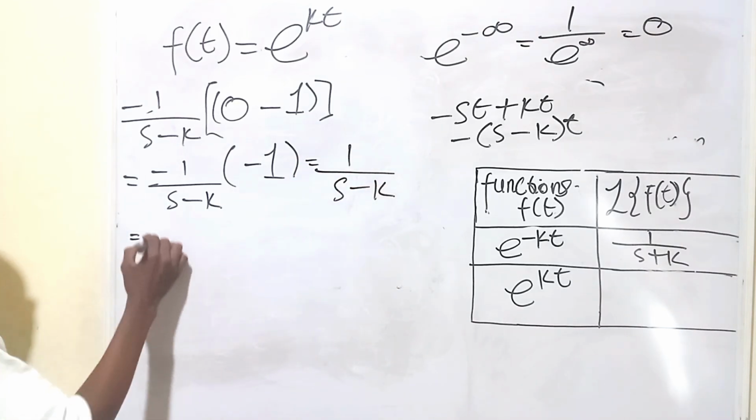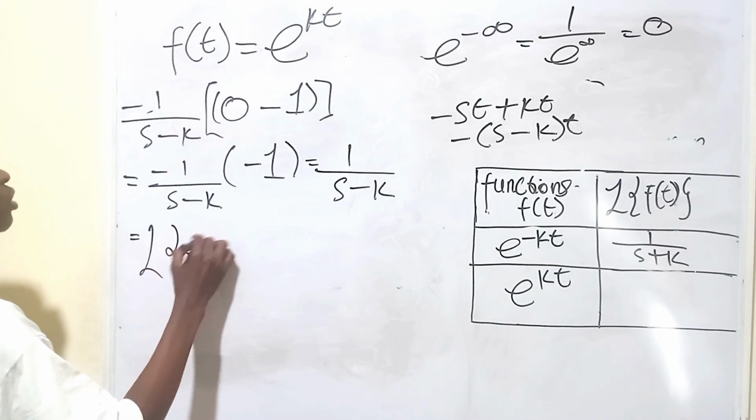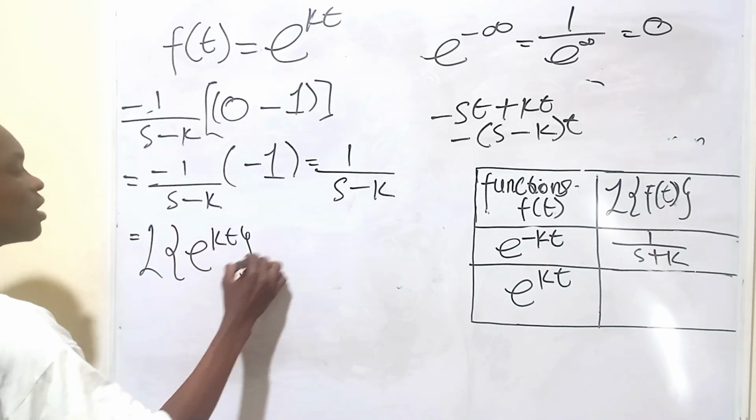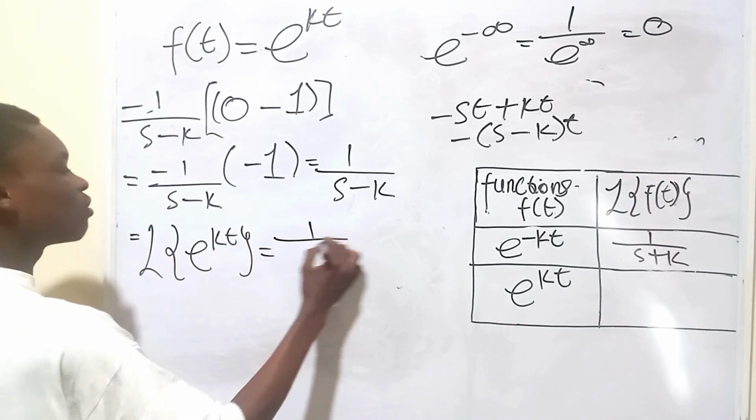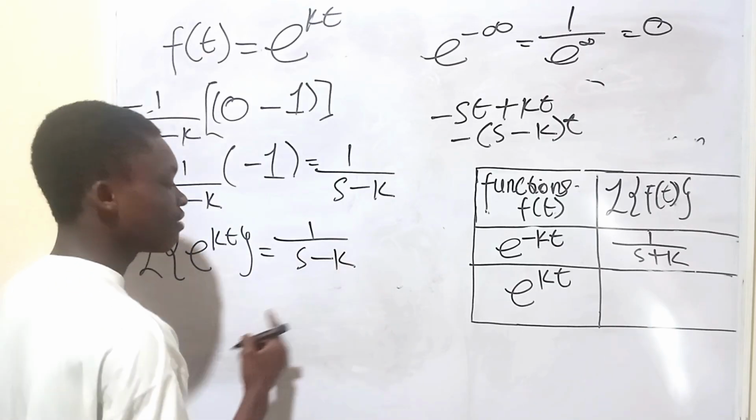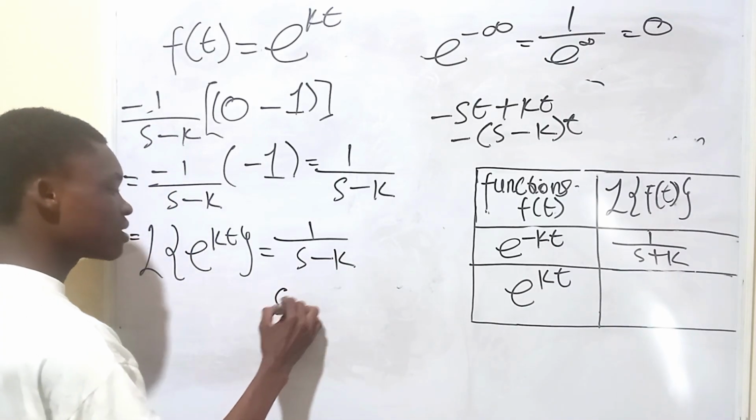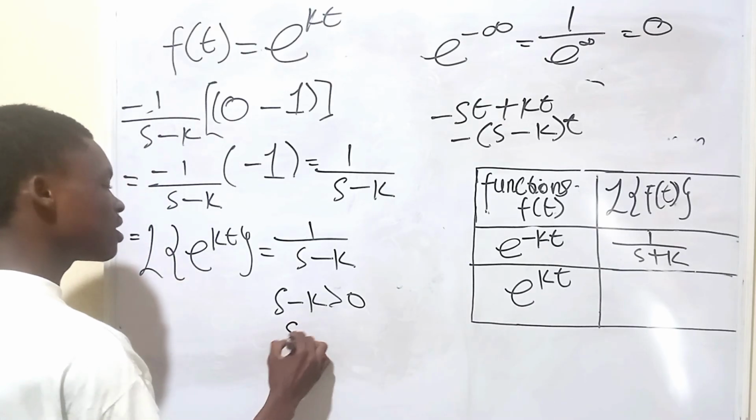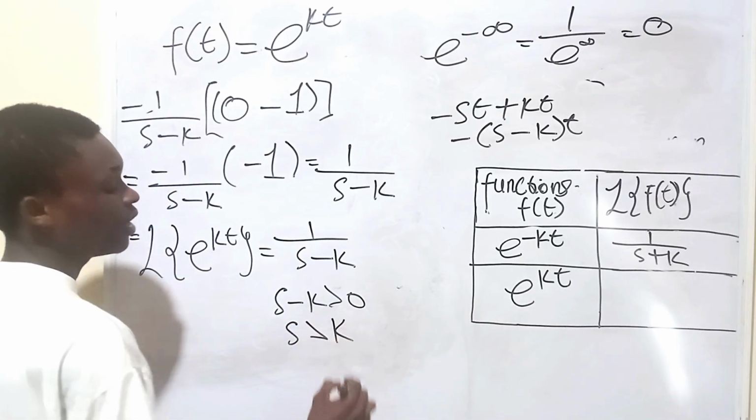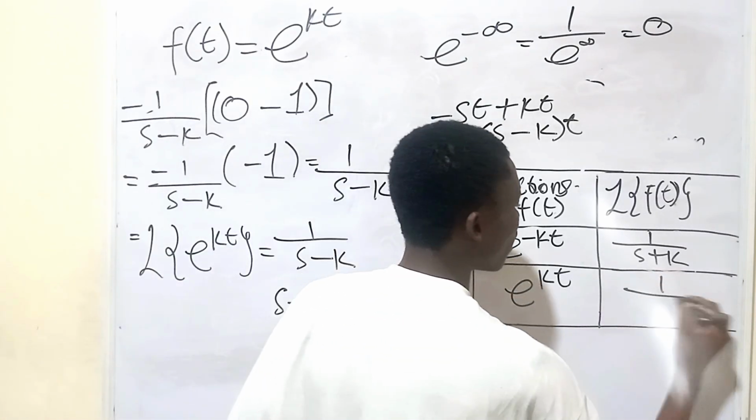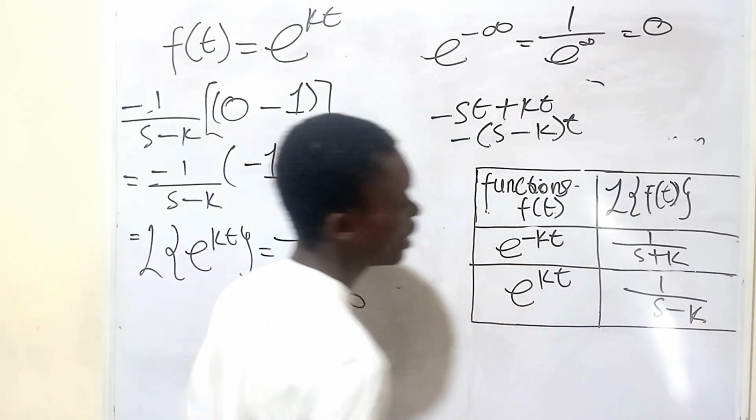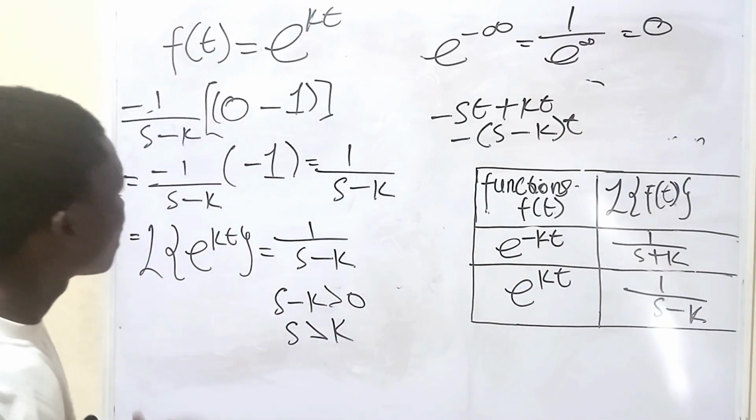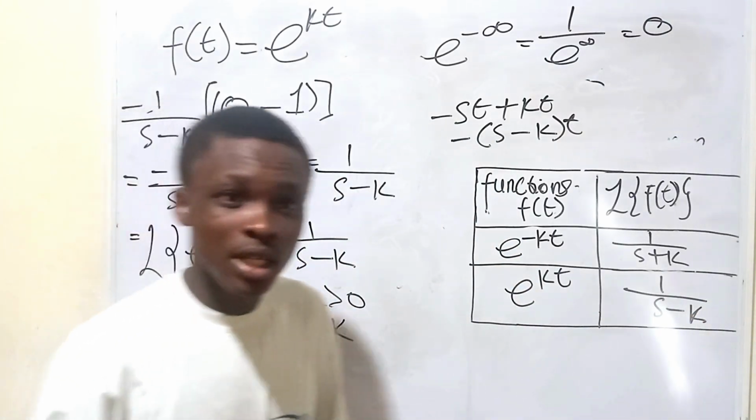So therefore, we can say the Laplace transform of the function exponential kt equals 1 all over s minus k. And for this to exist, we know that s minus k is greater than 0, so that s is greater than k. And this is 1 all over s minus k. And this is the right answer. And this is how to prove elementary Laplace transform.